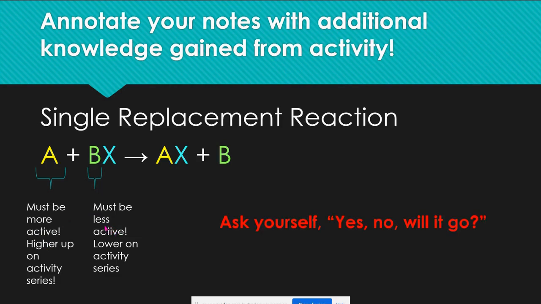So every time you are confronted with a single replacement reaction, you're going to ask yourself, yes, no, will it go?